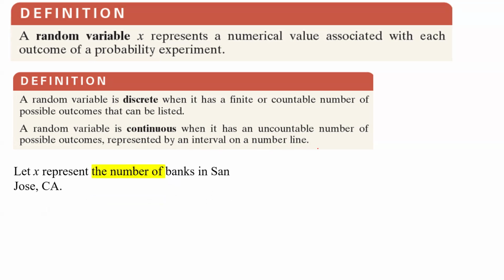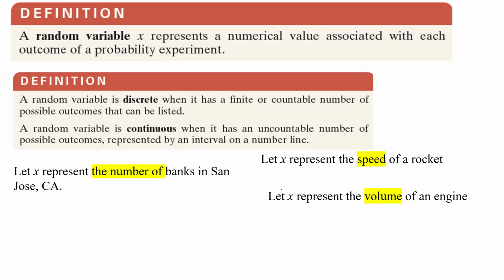For example, let x represent the number of banks in San Jose, California. Because of the keyword "the number of," you have a discrete random variable. Let x represent the speed of a rocket. The speed is not countable. It's an example of a continuous random variable. Let x represent the volume of an engine. Volume is not countable. It is a continuous random variable.